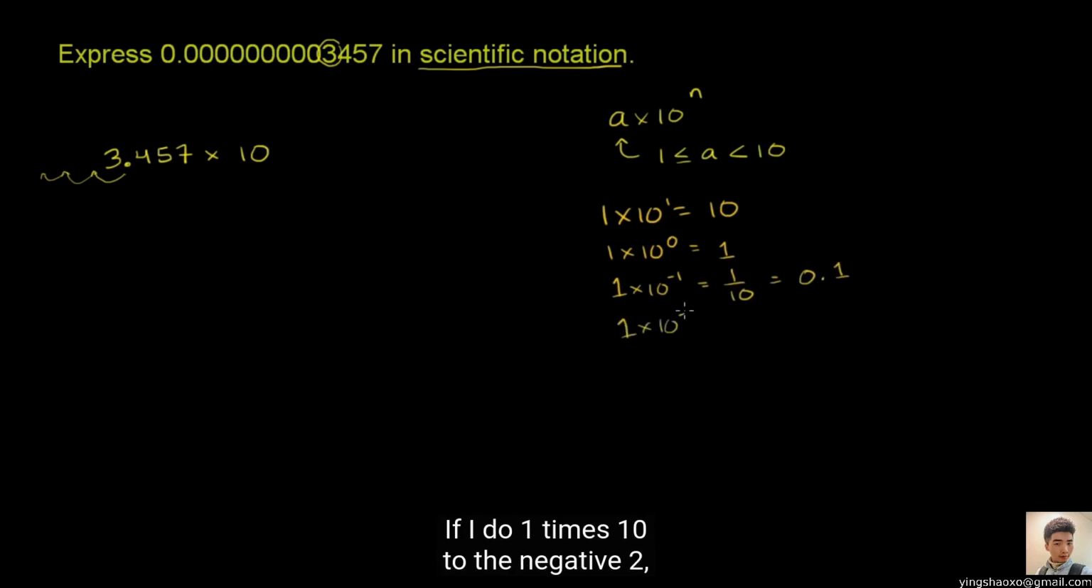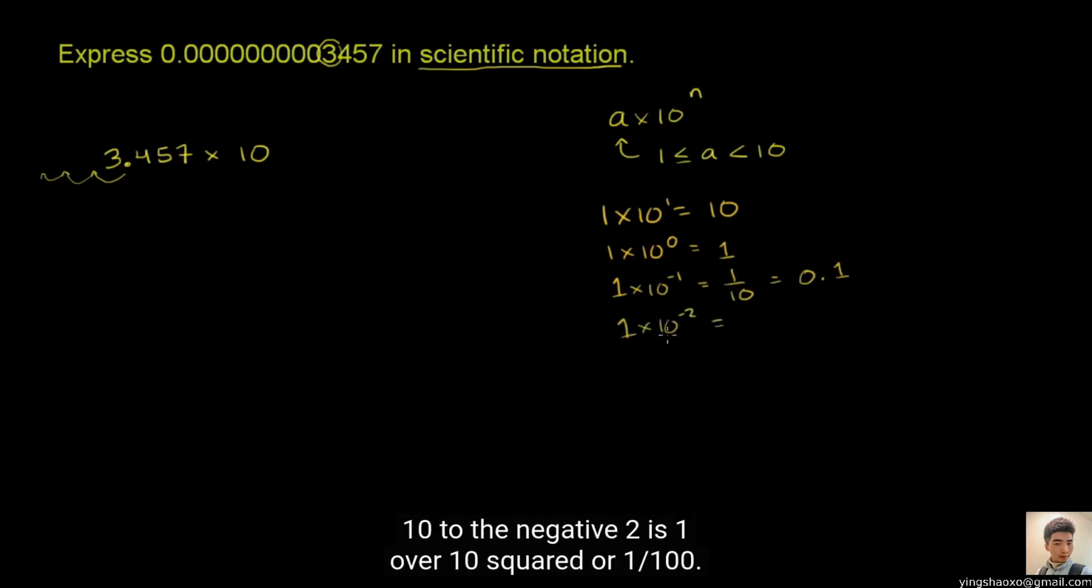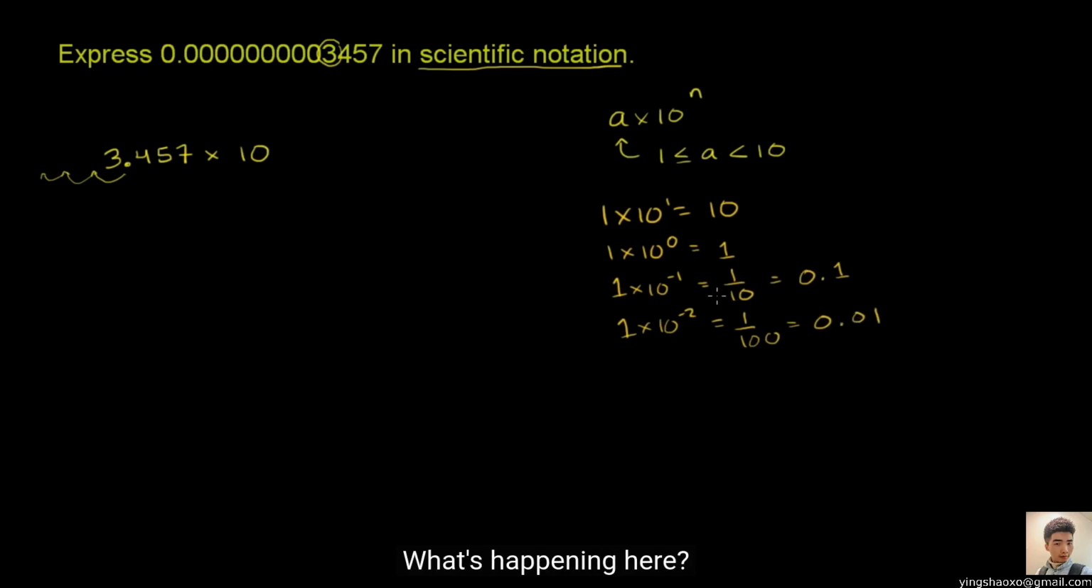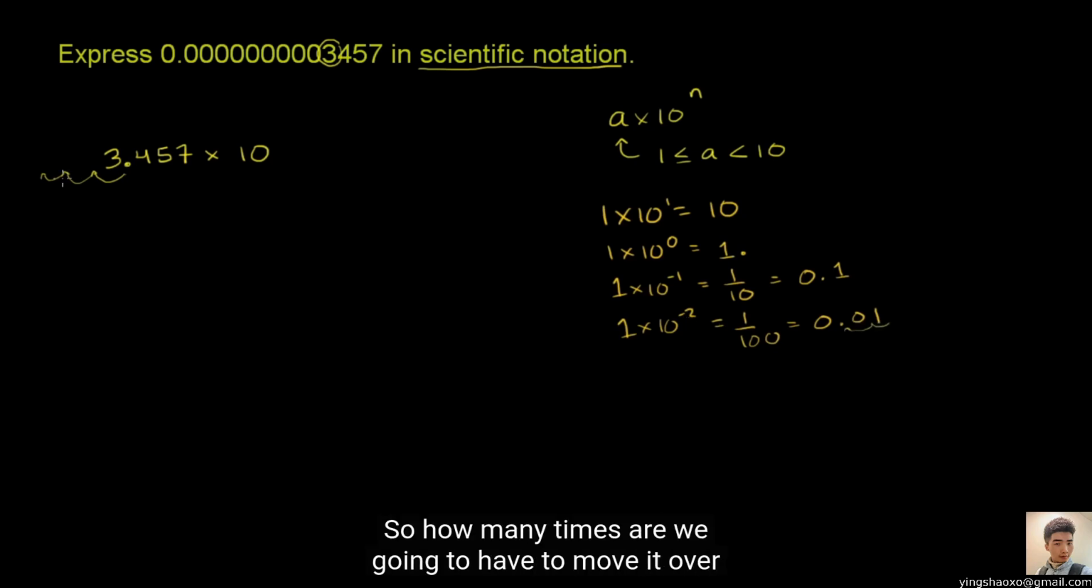If I do 1 times 10 to the negative 2, 10 to the negative 2 is 1 over 10 squared, or 1 over 100, 0.01. What's happening? When I raise it to a negative 1 power, I've essentially moved the decimal from the right of 1 to the left. When I raise it to the negative 2, I move 2 over. So how many times are we going to have to move it over to the left to get this number right? Let's think about how many zeros.